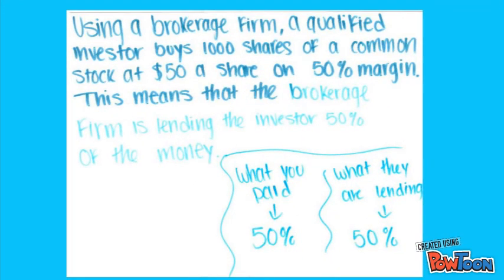Using a brokerage firm, a qualified investor buys 1,000 shares of common stock at $50 a share on 50% margin. What does that mean? It means the broker loaned them 50% of the money.